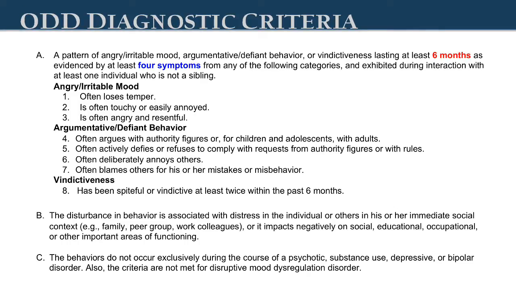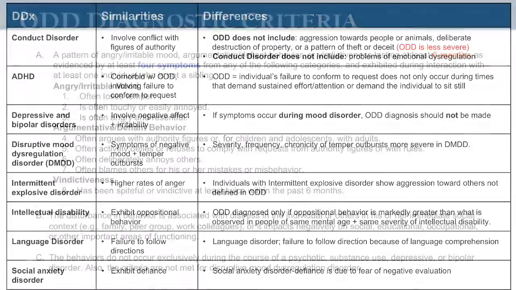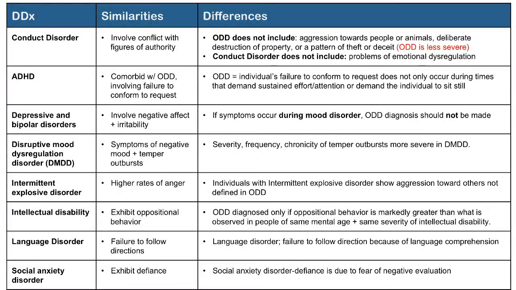Now, it's important to recognize that ODD can be confined to only one setting, but in more severe cases, you'll also see it manifest in multiple settings. When diagnosing an individual with ODD, it's important to rule out other conditions, such as conduct disorder, which we'll get into in a bit, ADHD or attention deficit hyperactivity disorder, a mood disorder, disruptive mood dysregulation disorder or DMDD, intermittent explosive disorder, intellectual disability, a language disorder, or a social anxiety disorder. There are various similarities and differences between these conditions, which you can read on this slide.